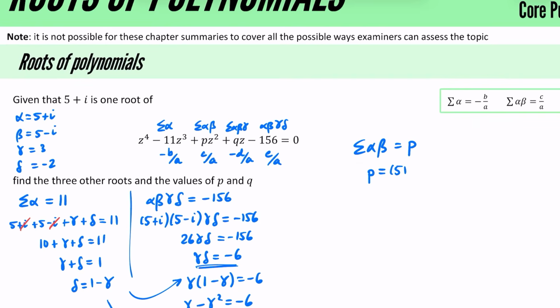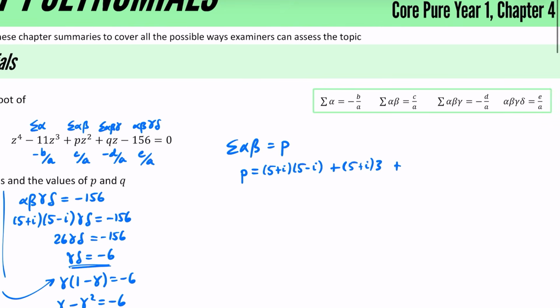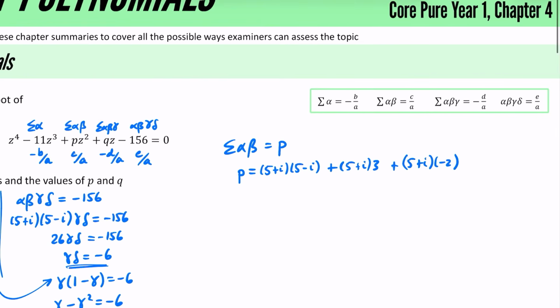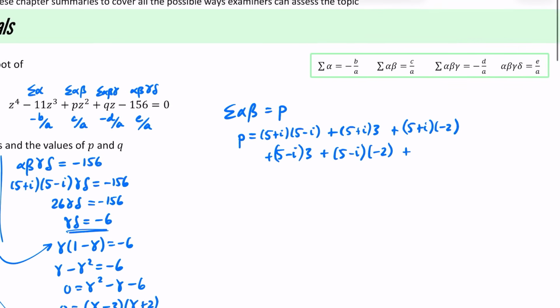So for the pairs, I'm going to have my 5 plus i with the 5 minus i. I would have the 5 plus i with the 3, and then I have my 5 plus i with my minus 2. So I've done this with this, this with this, and this with this. I'm now going to do this one with this, and this one with this, okay? So that is going to be my 5 minus i with the 3, and also my 5 minus i with the minus 2. And then my last pair that I've got is the 3 and the minus 2 together.